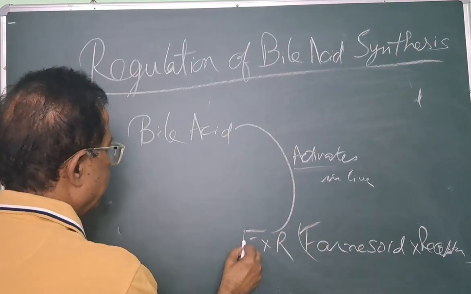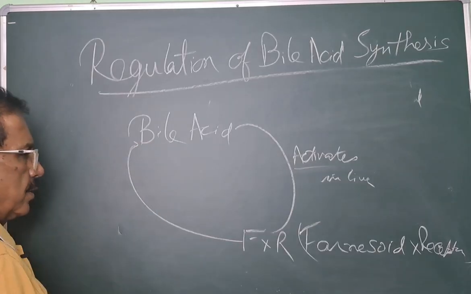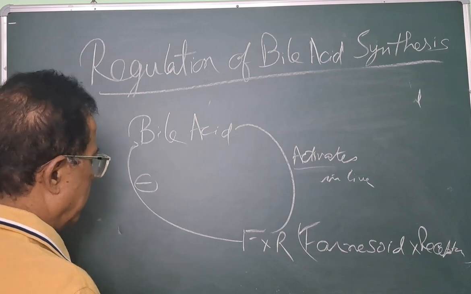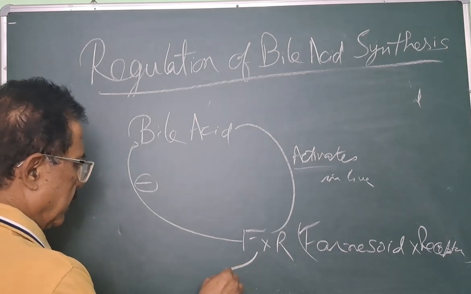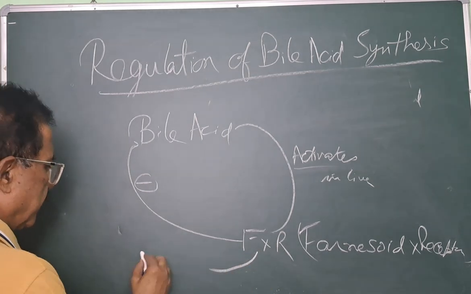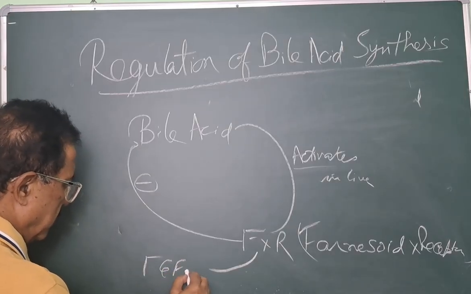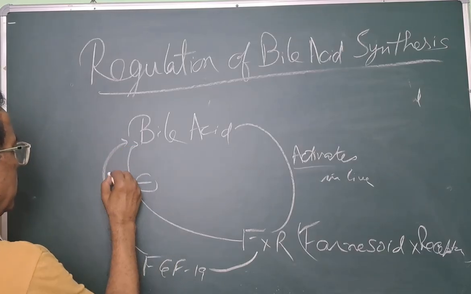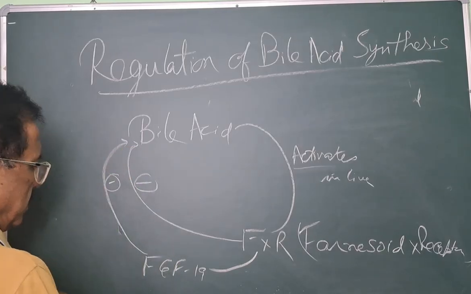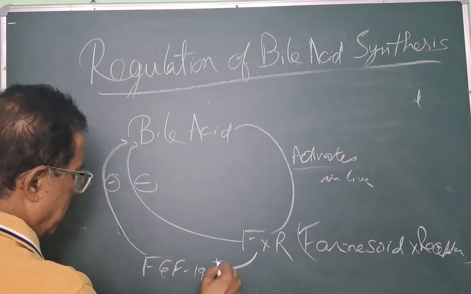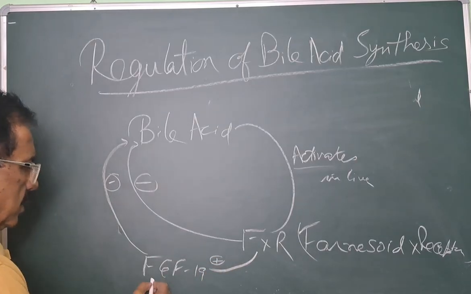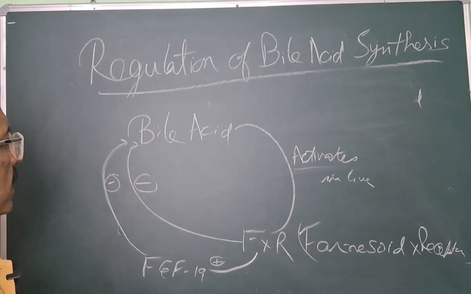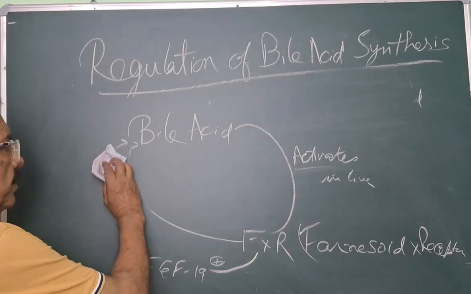When it is activated, it causes depression of bile acid secretion. Another function of FXR is that it stimulates FGF19 in the liver, and this also causes reduction in secretion of bile acid. This activated formation of FGF19 will reduce bile acid secretion. In this way, bile acid is controlled.